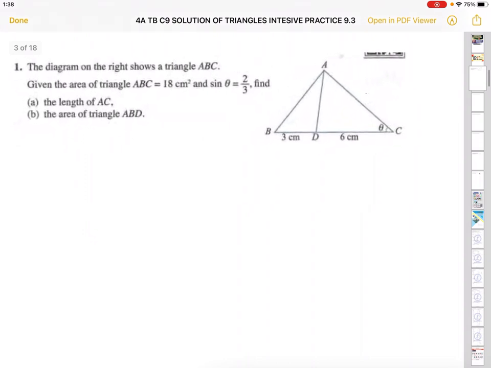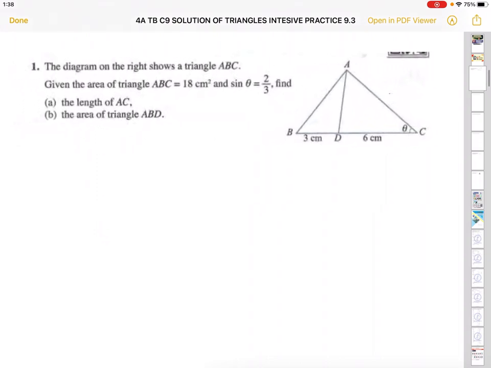Intensive Practice 9.3. So let's get started with question number 1. Now this intensive practice is all about area of triangle. So there are two formulas for area. One is half ab sine C, another one is Heron's law. So let's start with the first one. Now in this question, we're going to use half ab sine C.